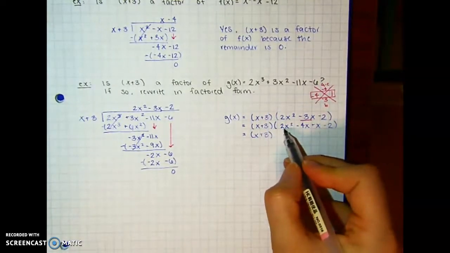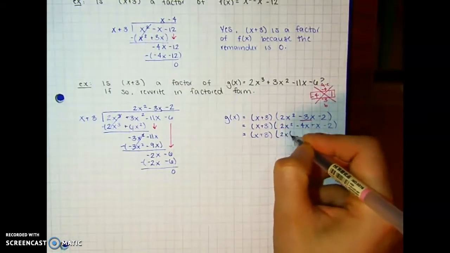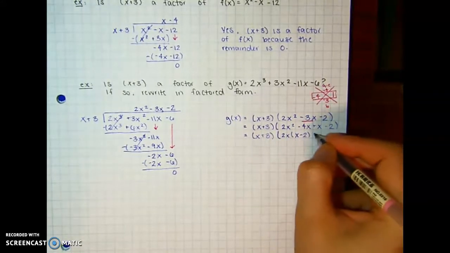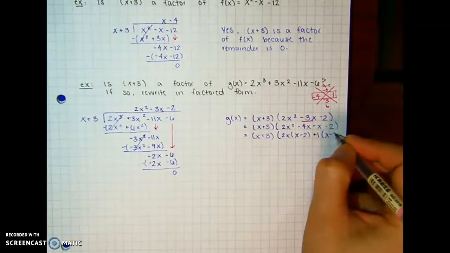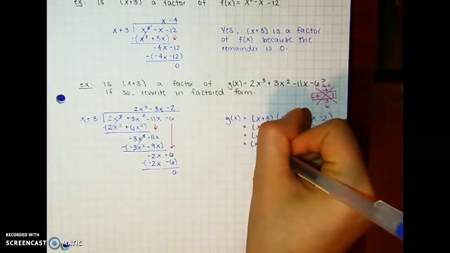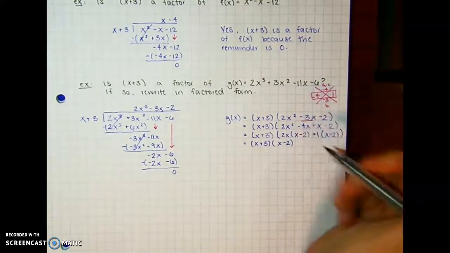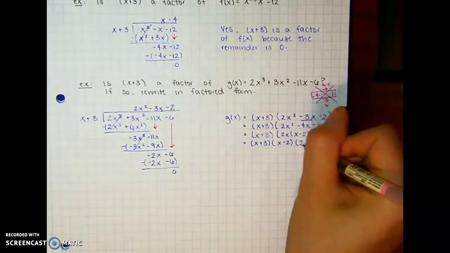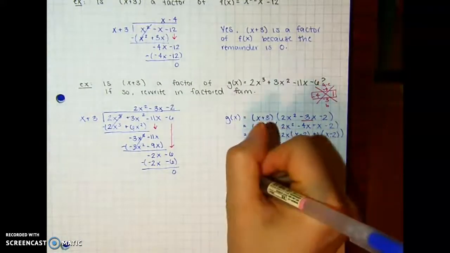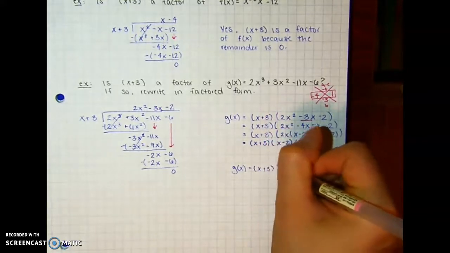Okay, so then we group it. So what's the greatest factor of this group? 2x. We're left with x minus 2. And the greatest common factor here is just positive 1. We're left with x minus 2. And then we factor. We can factor out the x minus 2. And we have 2x plus 1 left. And that is our final function. So g of x equals x plus 3 times x minus 2 times 2x plus 1.